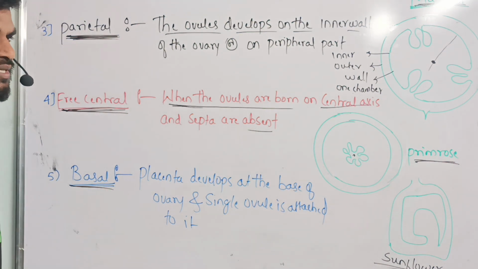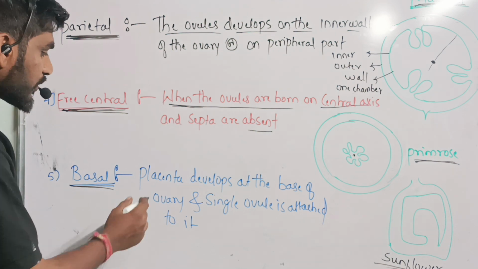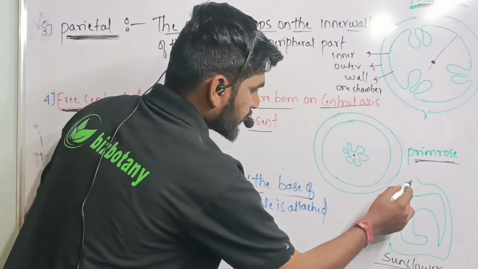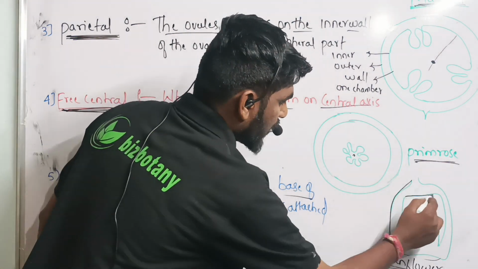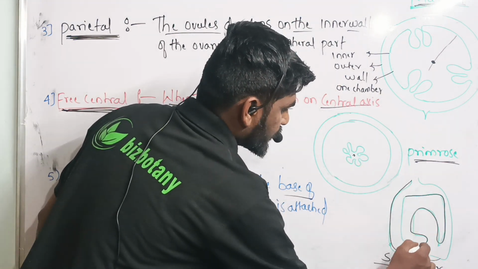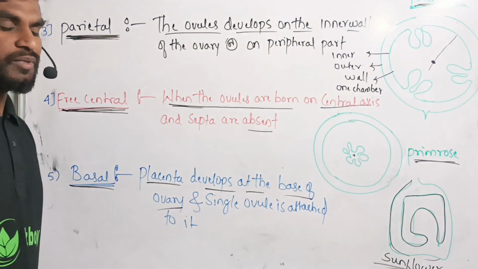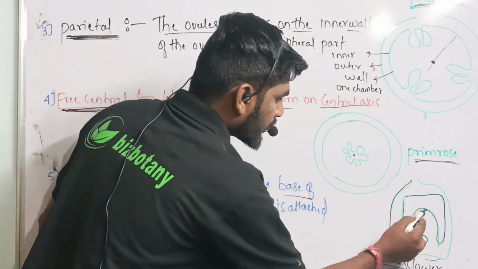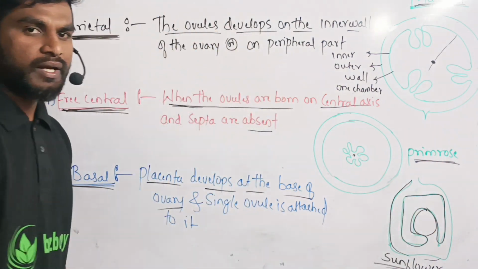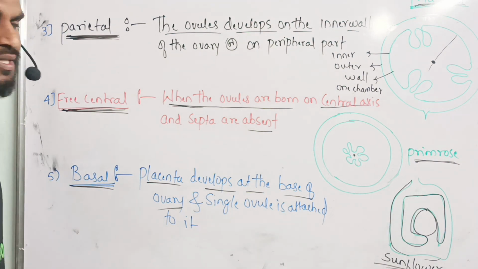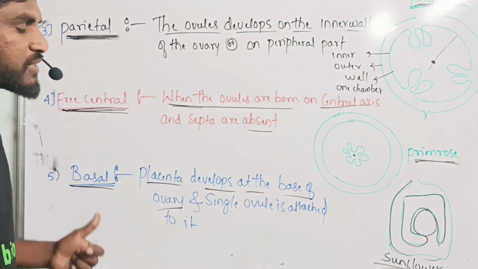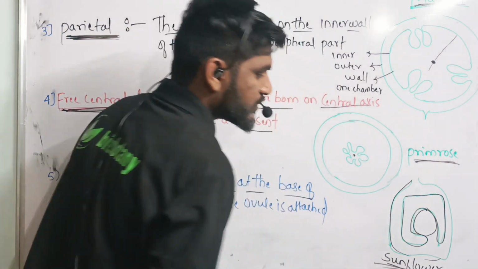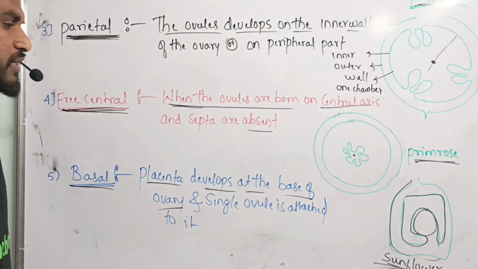Next one is basal placentation. The placenta develops at the base of the ovary. This is the ovary and this is the placenta which is developing at the base of the ovary, and a single ovule is attached to it. Only one ovule will be attached to it. Such type of placentation we call basal placentation. It is present in sunflowers. In sunflower plants you can see the basal type of placentation.